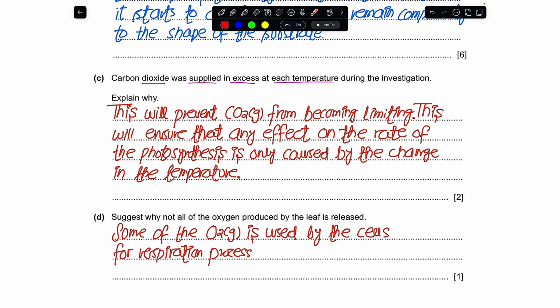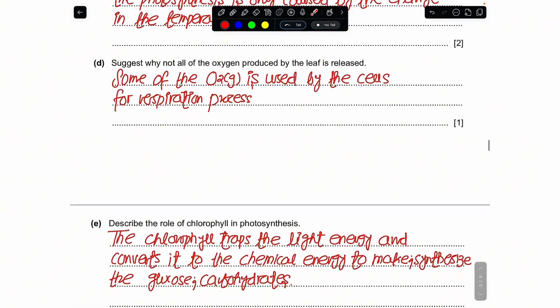For 1 mark, they say: suggest why not all the oxygen produced by the leaves is released. Now, the plants are making the glucose and the oxygen gas in their chloroplasts, for their own mitochondria. It is only during the day that the O2 released from the chloroplast is in excess, so it would not be entirely used up by the mitochondria. That is why the excess is released into the external environment. So why is not all the oxygen produced by the leaf released? Because the cells of the plant itself would use some of the oxygen gas in their respiration process.